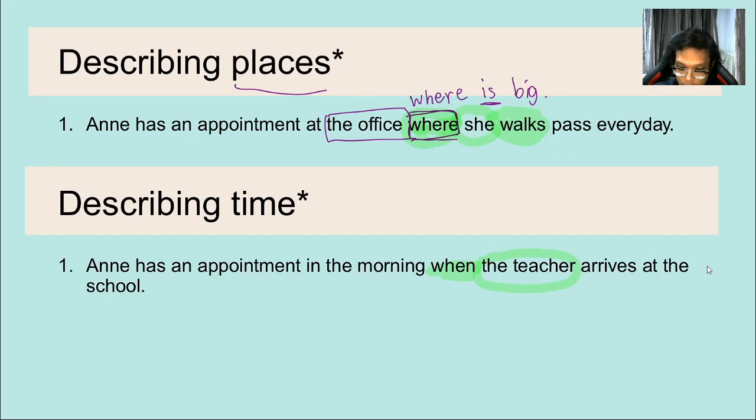Where... so assuming that you are creating the sentence, which is wrong, which is unacceptable, you have to have a subject first and then a verb, to modify the places and the time.